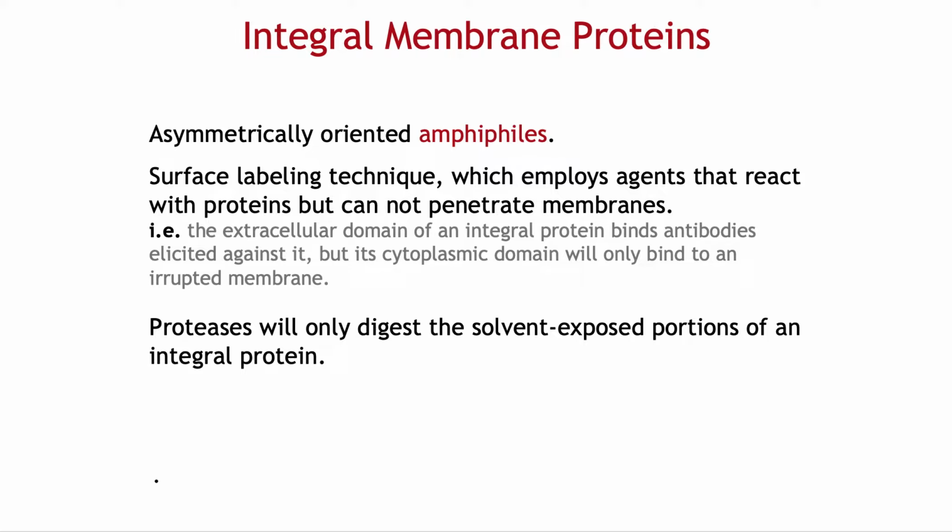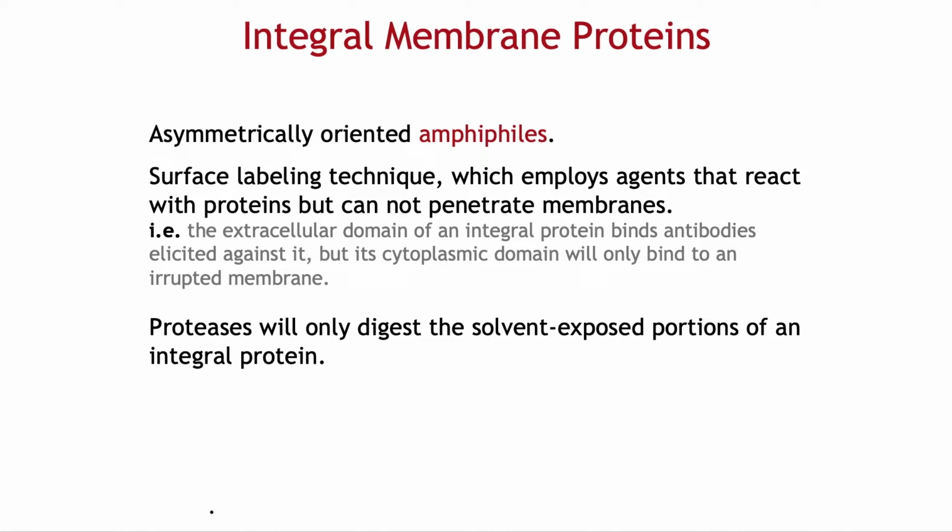So we use a reagent that reacts with the protein but does not cross the bilayer. And then we could identify the different domains or regions that face either side of the bilayer. One example is reacting the protein with an enzyme such as trypsin that will cleave the protein, but will not penetrate the lipid bilayer.